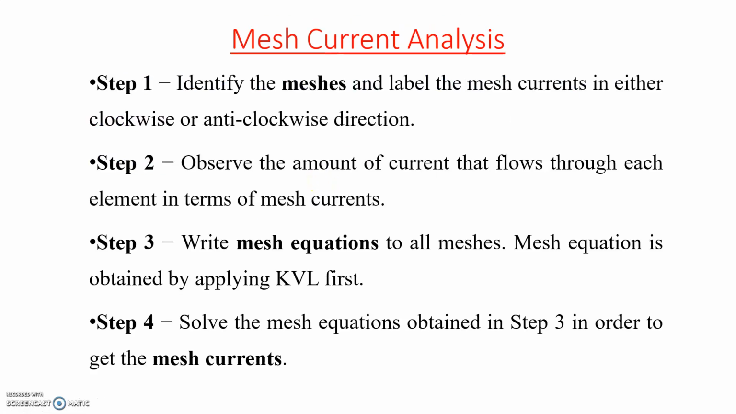For solving a mesh current analysis problem, we have to follow these steps. Step 1: first we have to identify the number of meshes, that is the number of loops, and we will be naming them. Step 2: for each mesh or loop, we have to assign a current. The direction of current may be clockwise or anti-clockwise. Step 3: then we have to write mesh equations for all meshes. Step 4: then we have to solve those mesh equations in order to get the mesh currents.